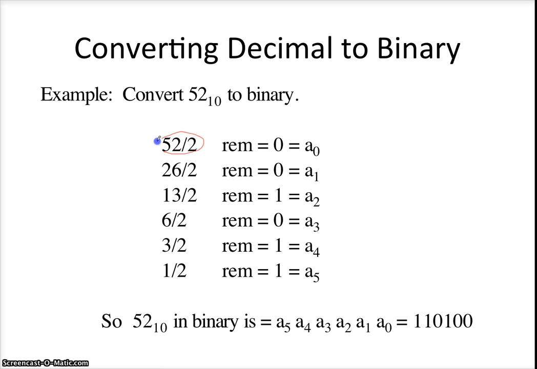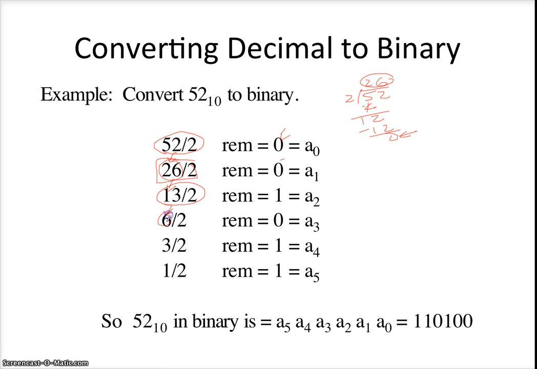We're going to take the 52 and divide it by 2. That gives me 26, since 2 times 26 is 52, with remainder 0. That's my remainder right there. We take this 26 and put it in the new division. 26 divided by 2 gives us 13 with no remainder, so remainder 0. Then 13 divided by 2 gives us 6, with remainder 1.